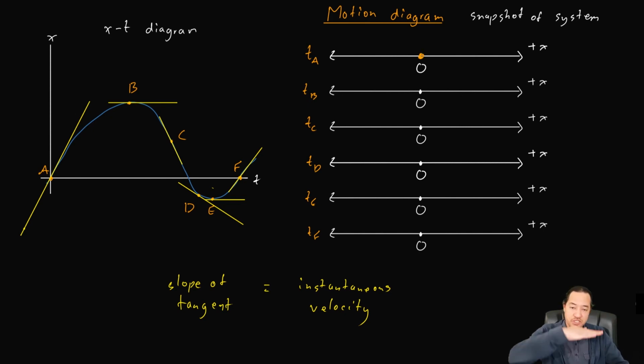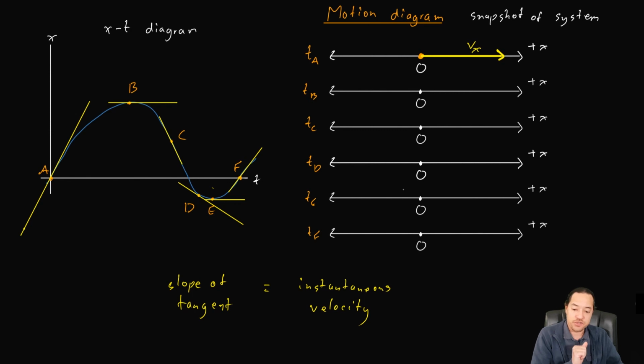Okay, so when we want to draw the velocity here on the motion diagram for time A, we see that the slope is going to be positive, and it's going to be pretty big. It's going to be a pretty big slope. So how we can do that is we can just draw the velocity on something like this. Okay, so we can say that this is going to be our velocity here.